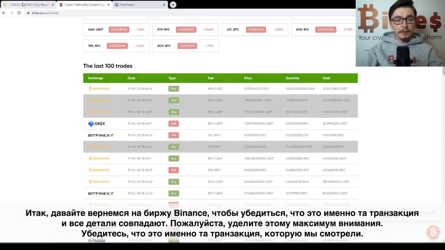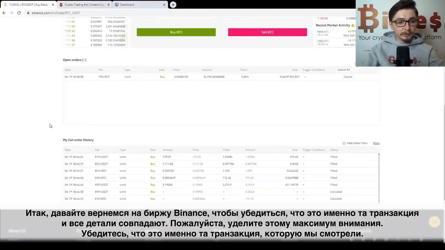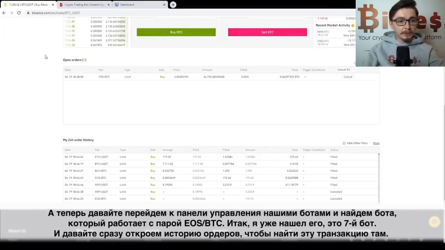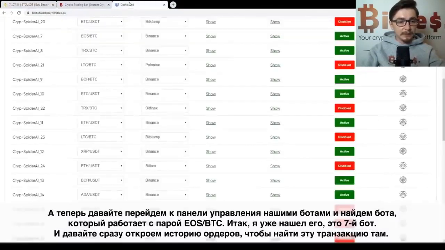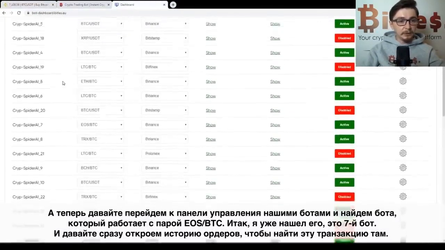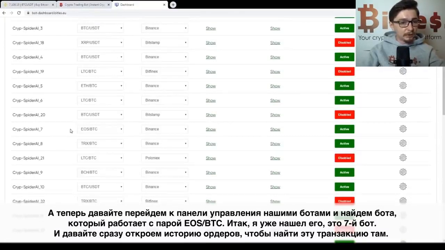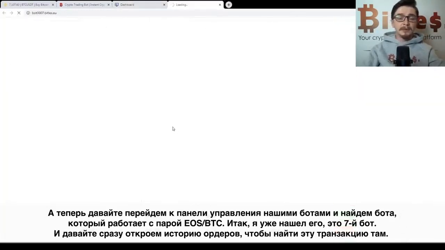So let's go back to make sure of this, that this is exactly the trade, and all the details of this trade are congruent. So pay maximum attention to this, so make sure that this is what we are talking about. Okay, and now let's go to the control panel of our bots and find the bot that operates with EOS to BTC pair at Binance Exchange. So I have already found it, it's 7th bot. And let's open its history of orders to find this trade there as well.